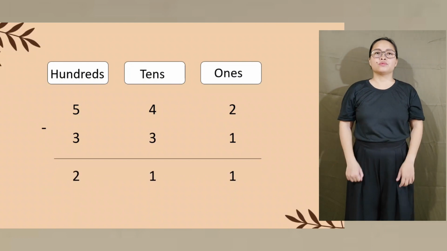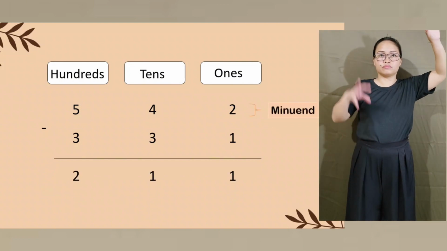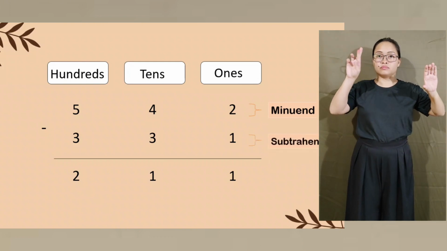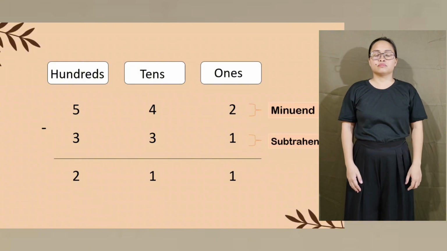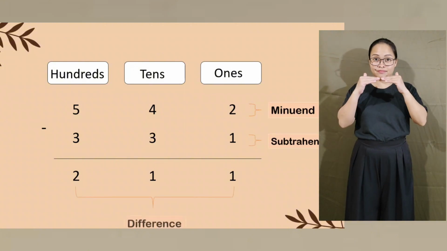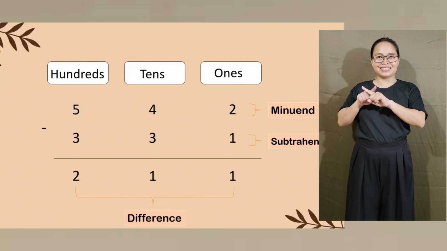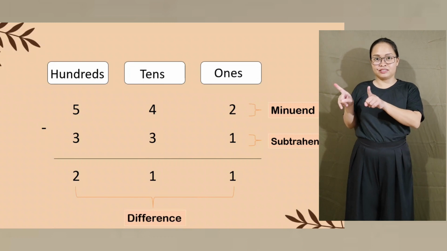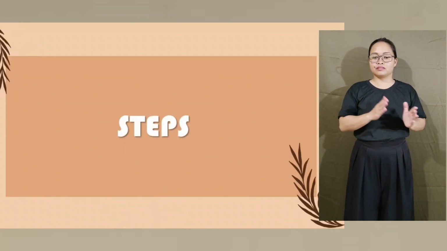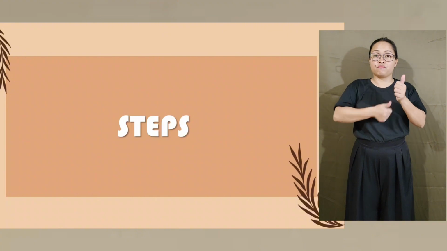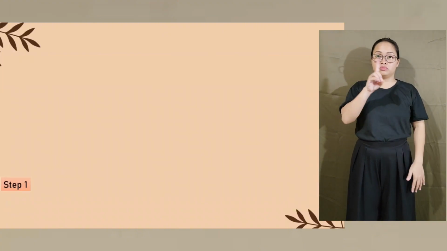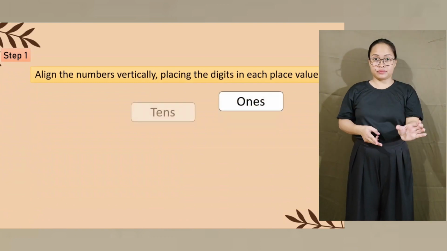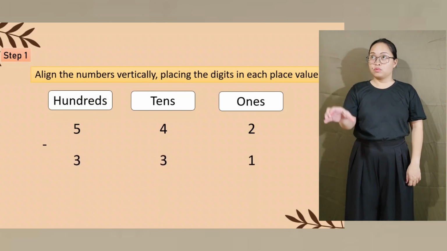Now this is the minuend, and this one, the lower number, is what we call the subtrahend. And this one is the difference, which refers to the answer that is obtained after subtracting these two numbers. Now there are steps that we need to follow in subtracting three-digit numbers. Step 1. Align the numbers vertically, placing the digits in each place value.